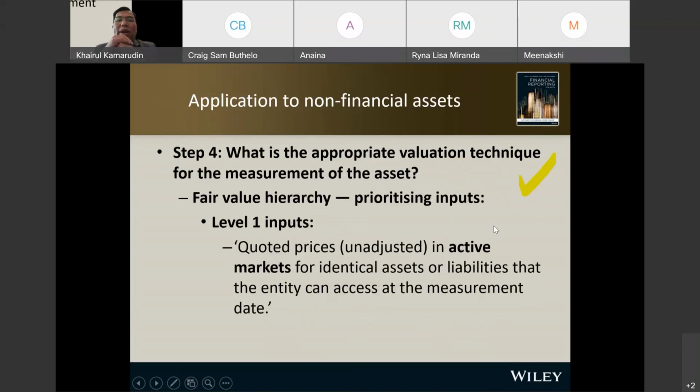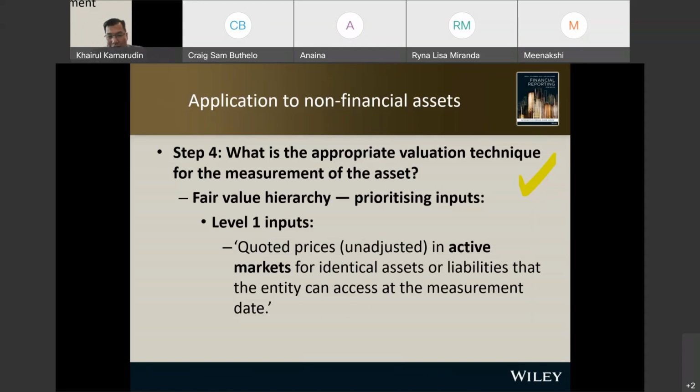Okay. So what is the appropriate valuation technique for measurement of the assets? For your information, there are three levels of fair value. We got L1, L2, L3. Okay, what is L1? L1 is the quoted price, unadjusted, in active market for identical asset or liability that the entity can access at the measurement date.